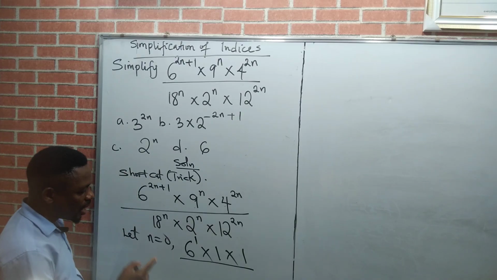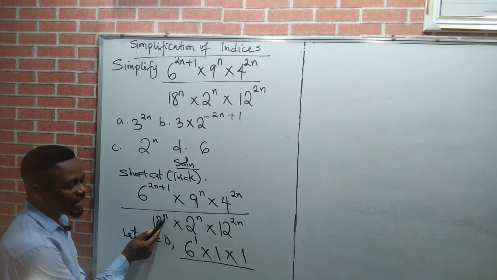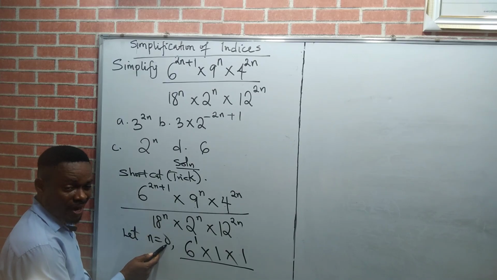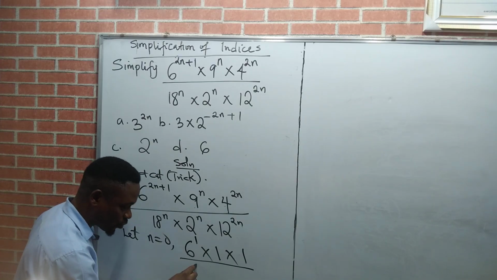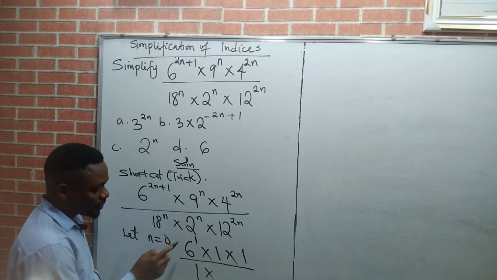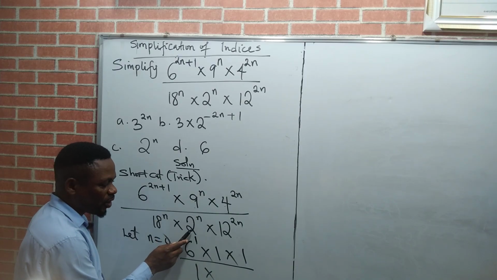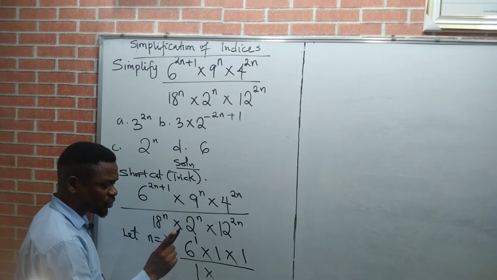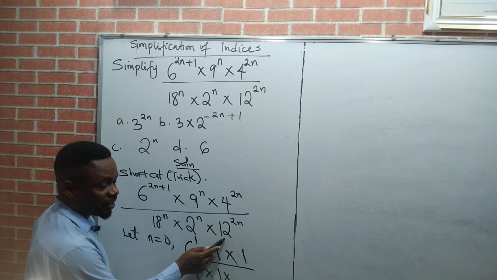Now I want you to still pay attention. The same thing is applicable here. Here there is n. What is n? n is 0, right? So it becomes 18 raised to power 0, which is still 1 by law of indices. Then I will multiply again. Then I'll move to the second one. This is n, right? n is 0. So it becomes 2 raised to power 0, which is 1. Then finally is this very one.